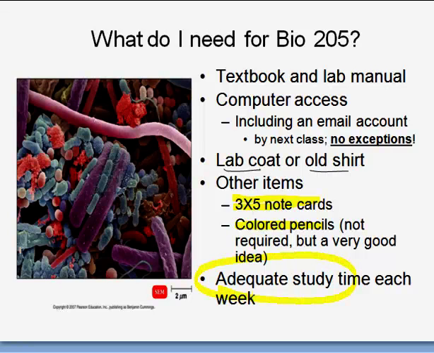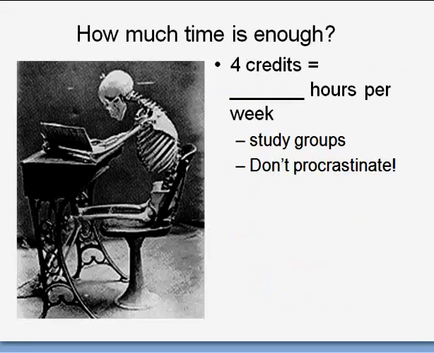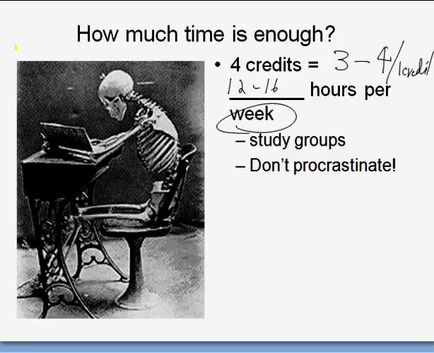And lastly, the most important is you must have adequate study time. Now, when we say adequate study time, how much time is enough? For a 4 credit class, you should spend somewhere between 3 to 4 hours. Sorry, 3 to 4 hours is for 1 credit. So for a 3 to 4 credit course, you should be spending about 12 to 16 hours per week.